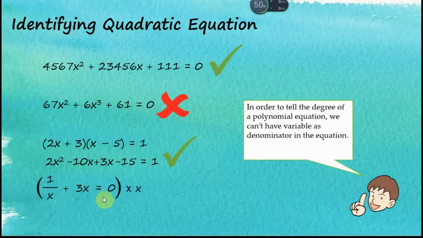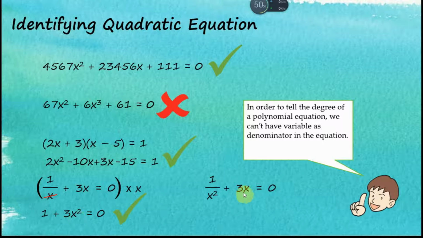So put a bracket and then multiply by x. Multiply by x means each of the terms, this one and this one, multiply by x. So x multiplied by 1 over x, we can cancel this x here, and then the answer becomes 1. x multiplied by 3x, we get 3x squared, and x multiplied by 0 is equal to 0. So in this case, the highest power of the variable is 2, and therefore, yes, this is a quadratic equation.